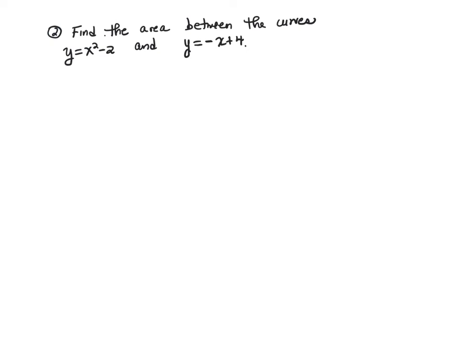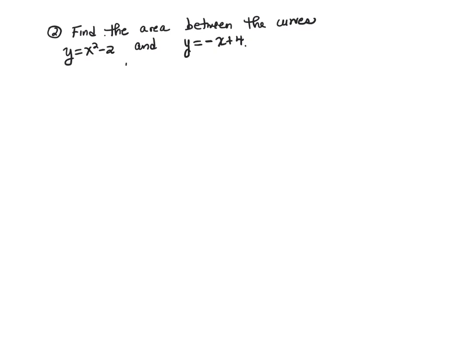All right, this one is asking us to get the area between the curves y equals x squared minus 2 and y equals the opposite of x plus 4. Now, again, they didn't give us any x values. We'll see why in a minute.